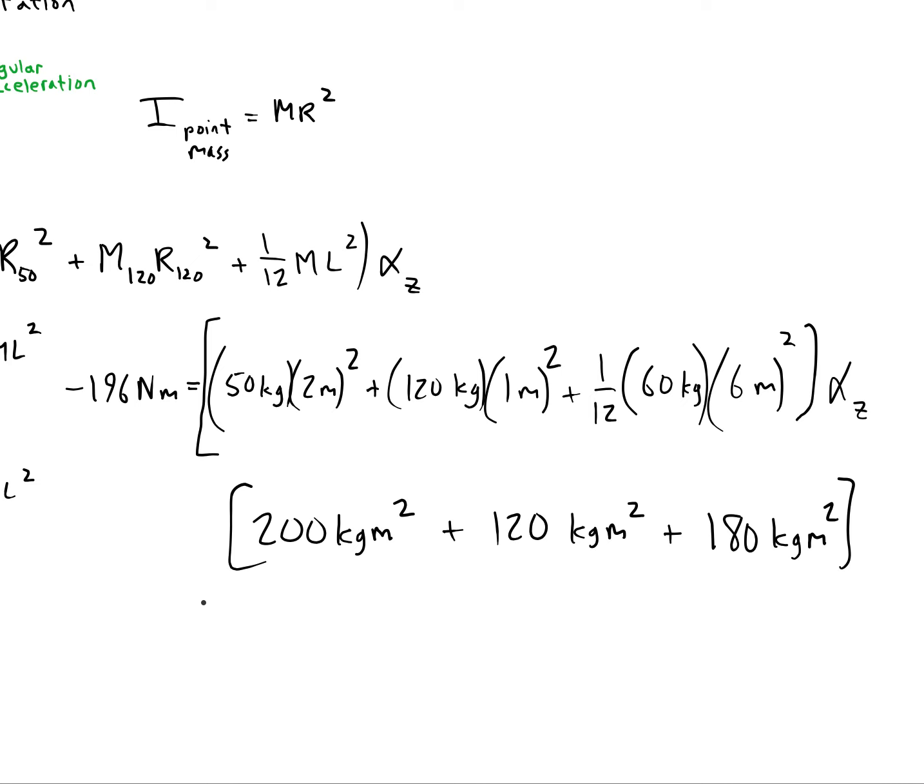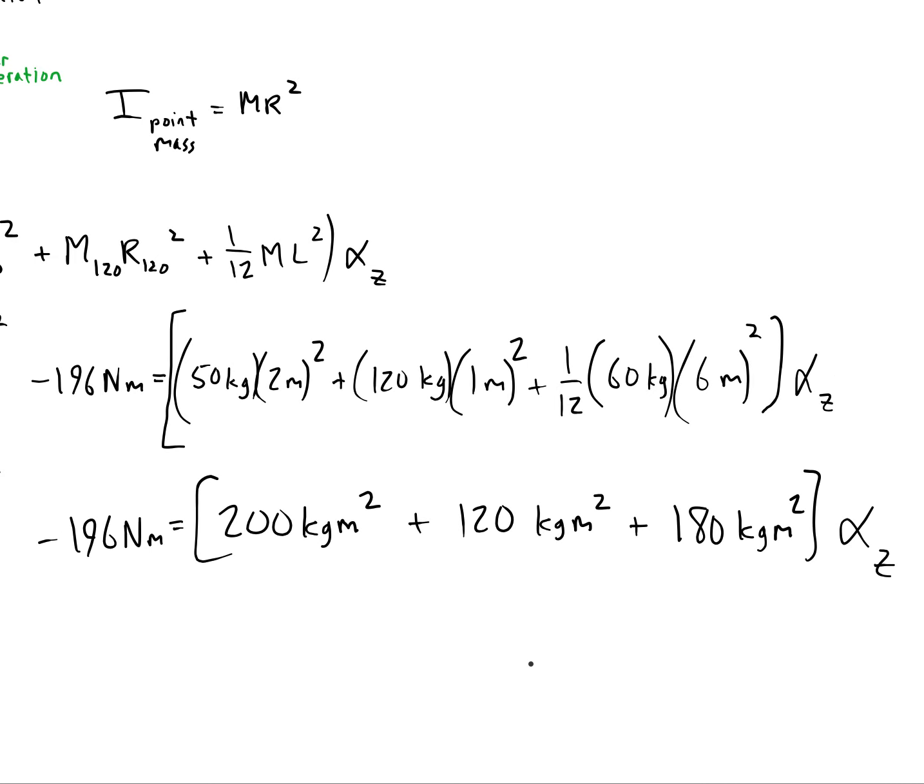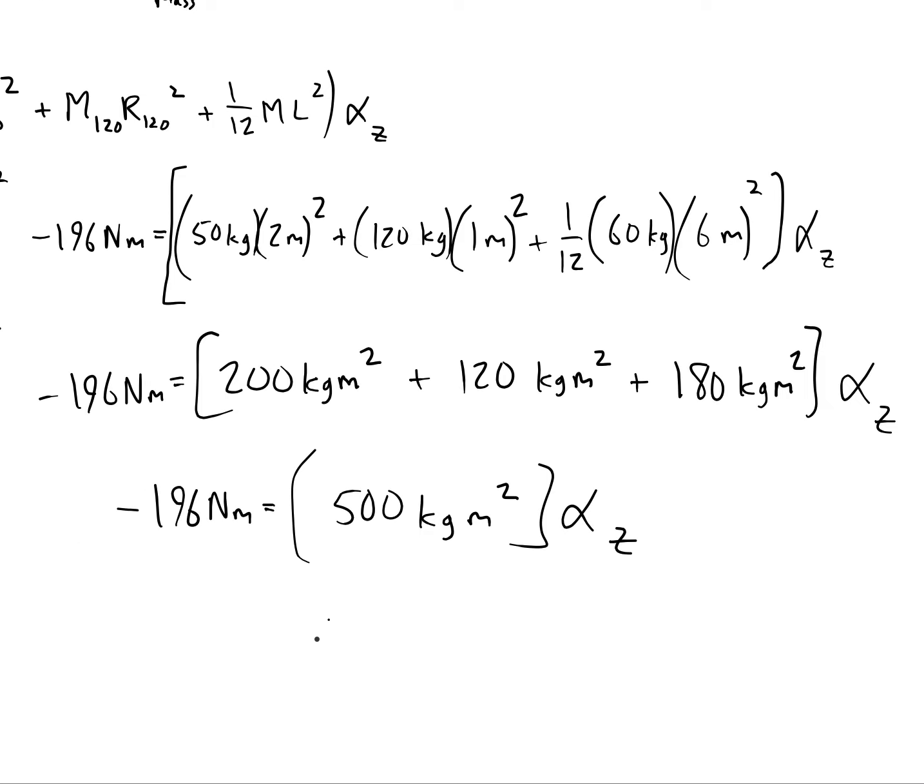It's a total moment of inertia though. 200 plus 120 plus 180 makes, I guess, 500 kilogram meters squared. Looks like our alpha is 0.392. Units will be radians per second squared. It will be negative, which means clockwise angular acceleration.